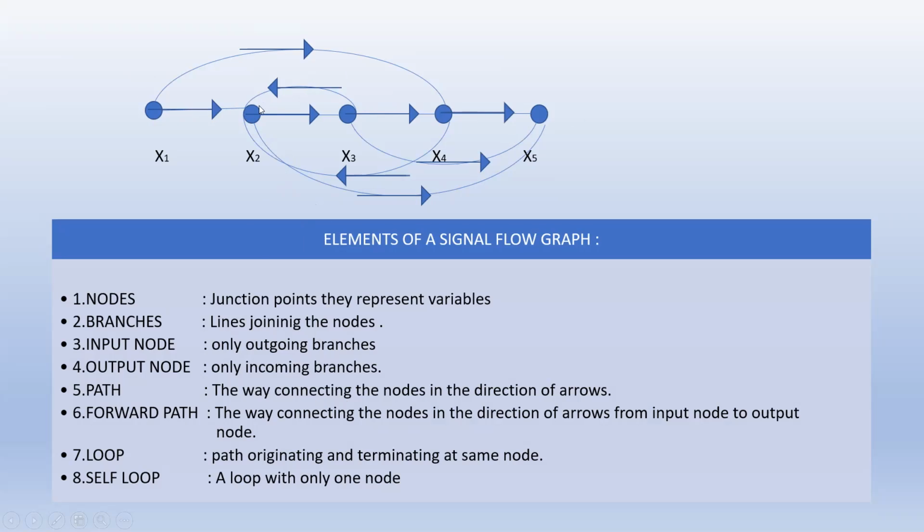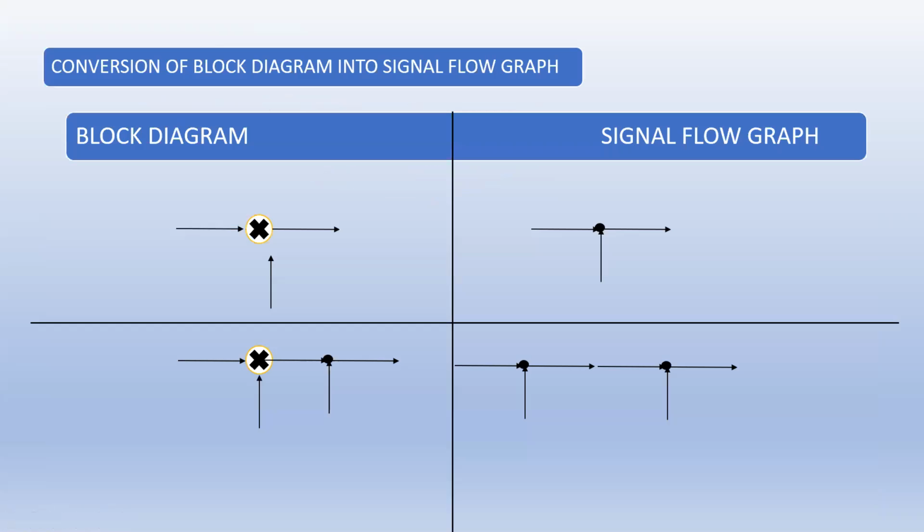And a loop, which you already know, is a kind of circle which starts at a particular node and ends at the same node. And if only one node is involved in the loop, that is called a self loop. These are the elements of a signal flow graph.